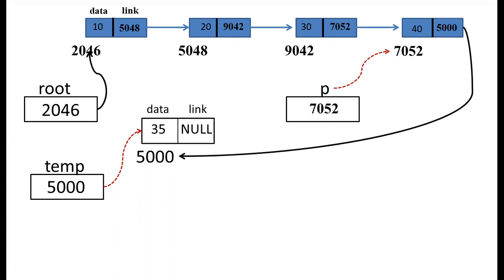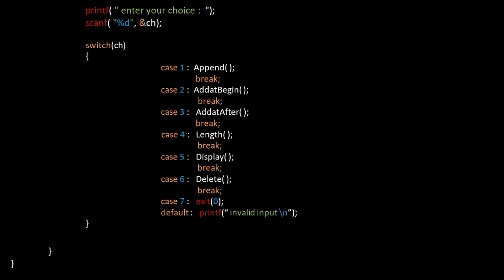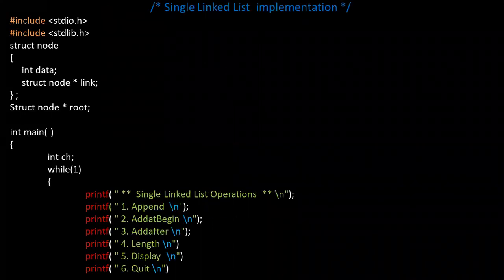Now let us write the code for finding out the length. After that we will see how to display, add at begin, add at after, and deletion. So now let us write the code for finding out the length of the linked list. So we have to declare one more variable globally, that is len.